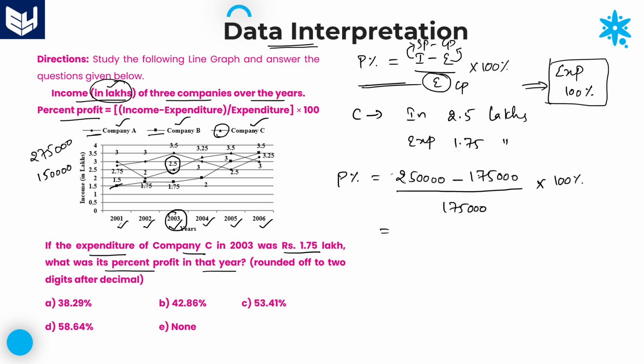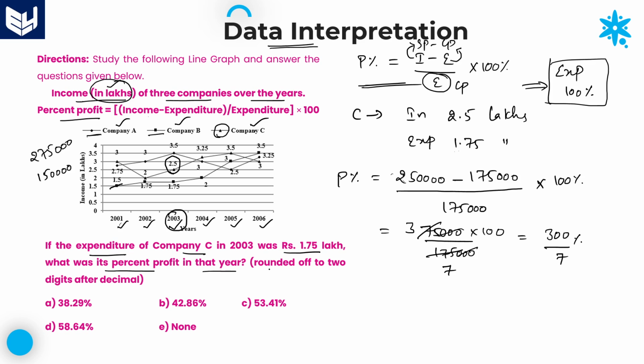What is the difference between these two? Here it is 25 plus 50, that is 75,000. 75,000 into 100 divided by 1,75,000. Here 3 zeros get cancelled, and after that you can cancel with the 25 table. 25 3 times, 25 7 times. So the required answer is 300 divided by 7 percentage.